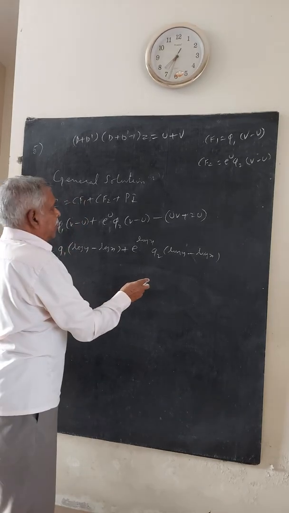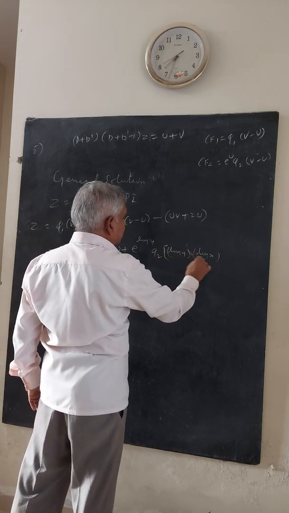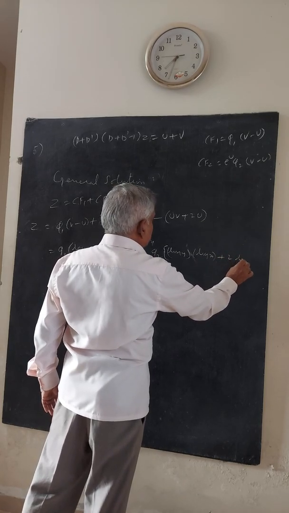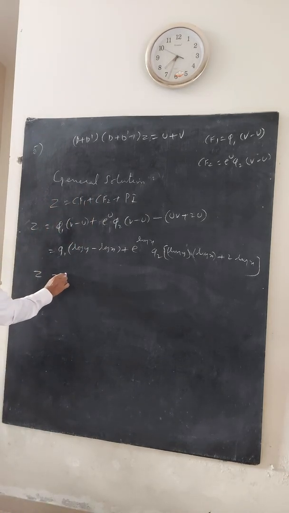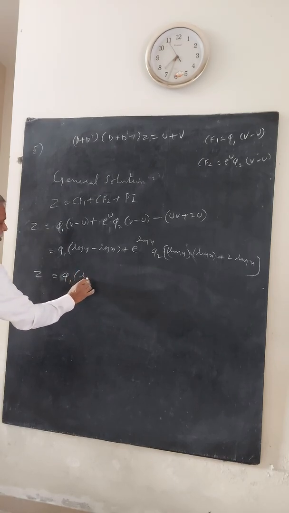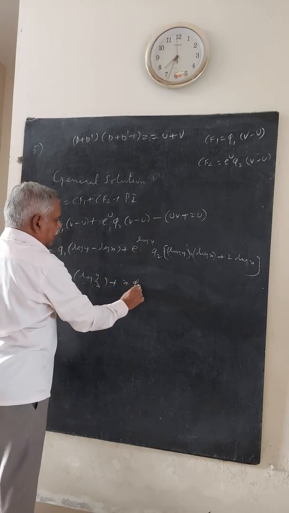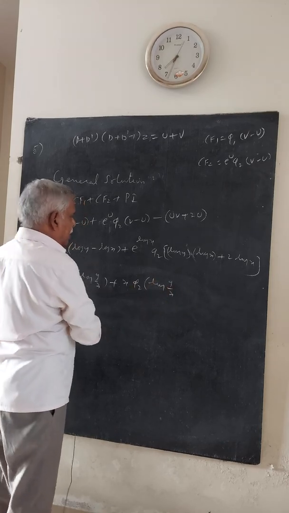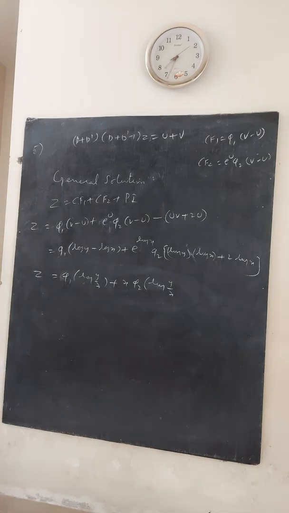Yes, log y, phi 2 of log x into log y, minus plus 2 log x. z equal to phi 1 of log y by x, phi 2 of log y by x, they are wrongly written.